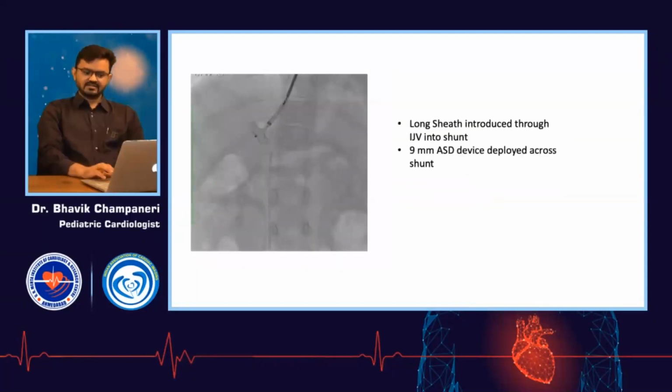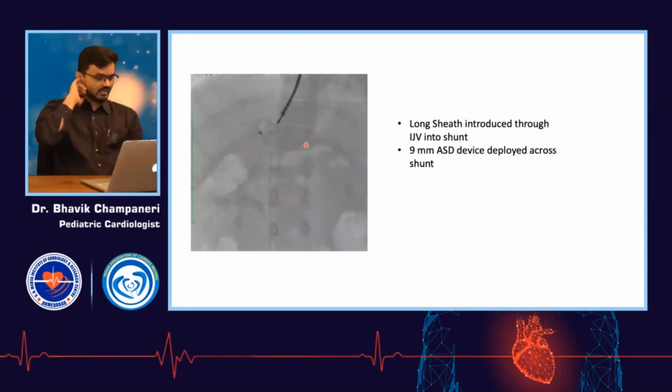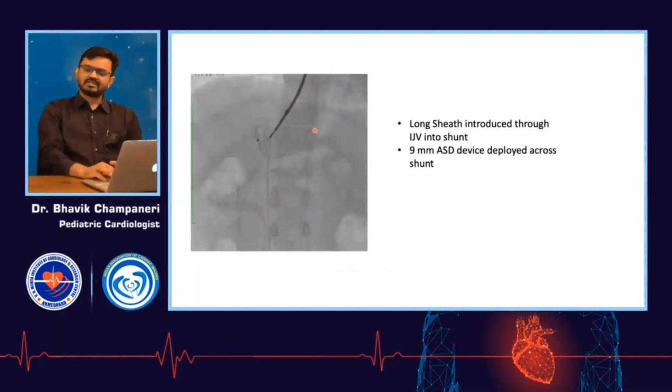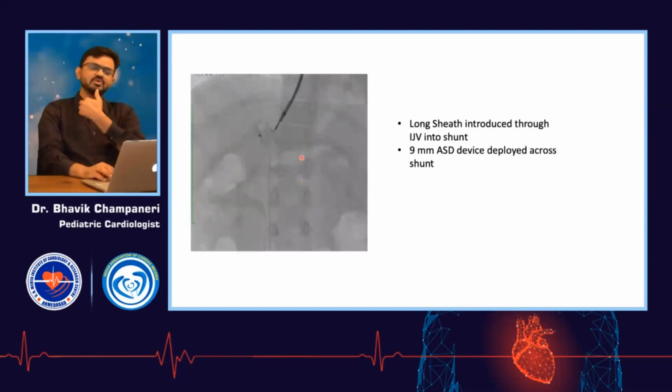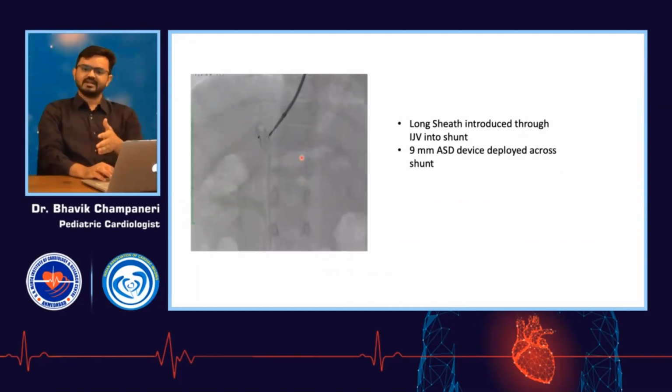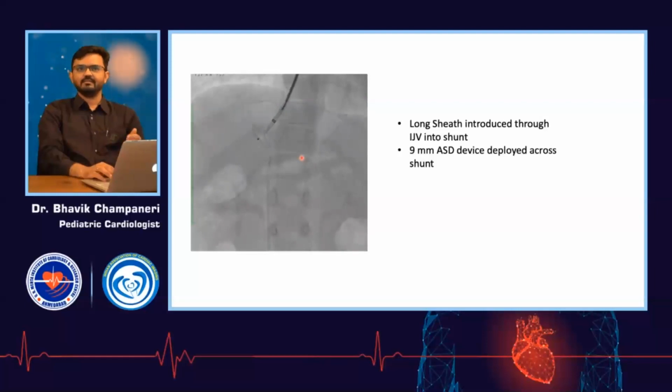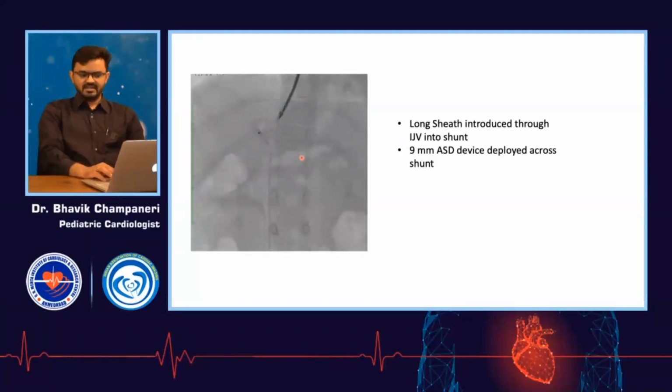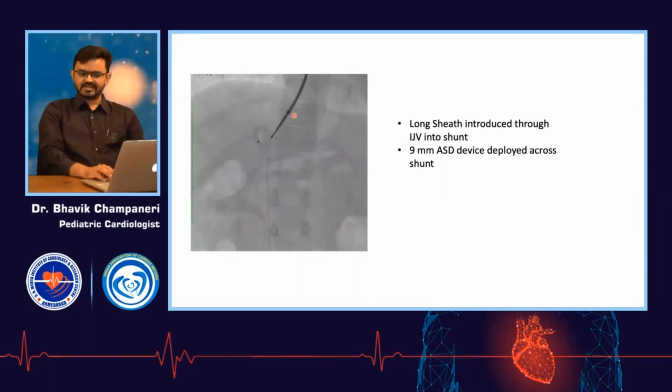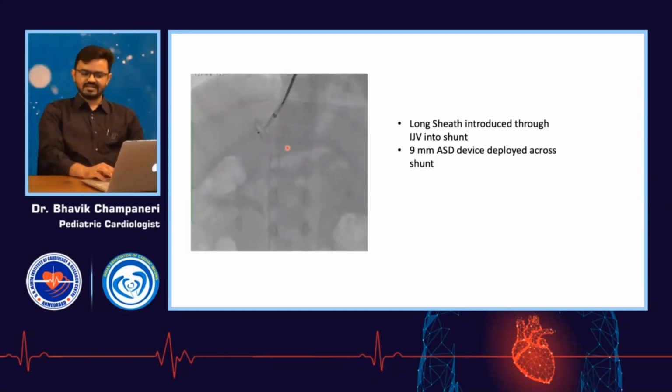So next step is we took a long sheath from the internal jugular vein. Here it's important to know that most of the portosystemic shunts have a vertical orientation. So the femoral venous approach is very difficult in such cases, and that's why we use the internal jugular venous approach, which gives better anatomic orientation to the shunt, and it makes device deployment easier. This is a 9 millimeter ASD device, atrial septal defect device, which has been used to close this shunt.